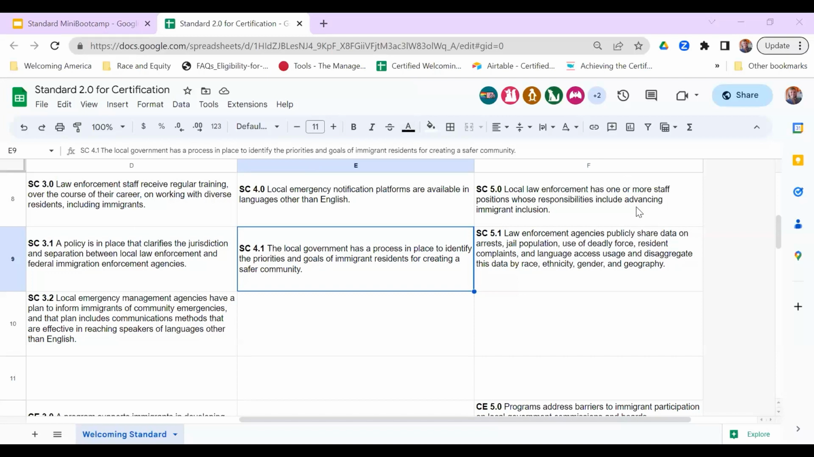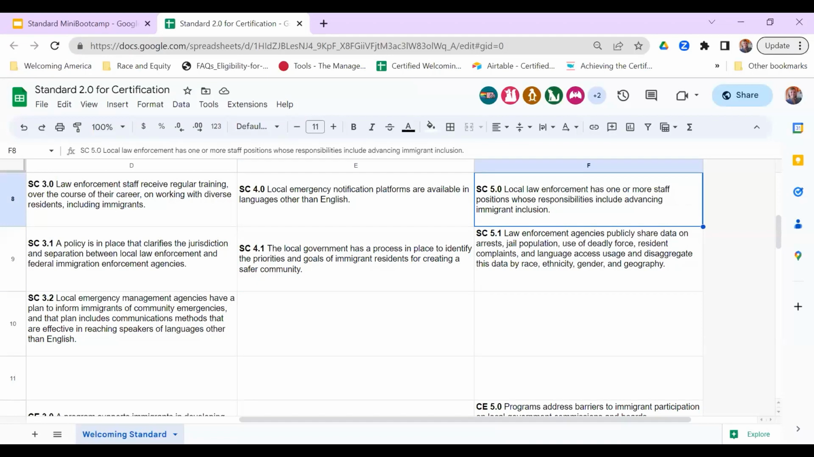And then moving on to 5-star and wrapping up our session for the day for safe communities. So first we have law enforcement has one or more staff positions whose responsibilities include advancing immigrant inclusion. So this typically will be like an immigrant liaison, a refugee liaison type position. And then our last criteria is around publicly sharing data on arrests, jail population, use of deadly force, resident complaints, language access usage, and then disaggregating this data by race, ethnicity, gender, and geography.